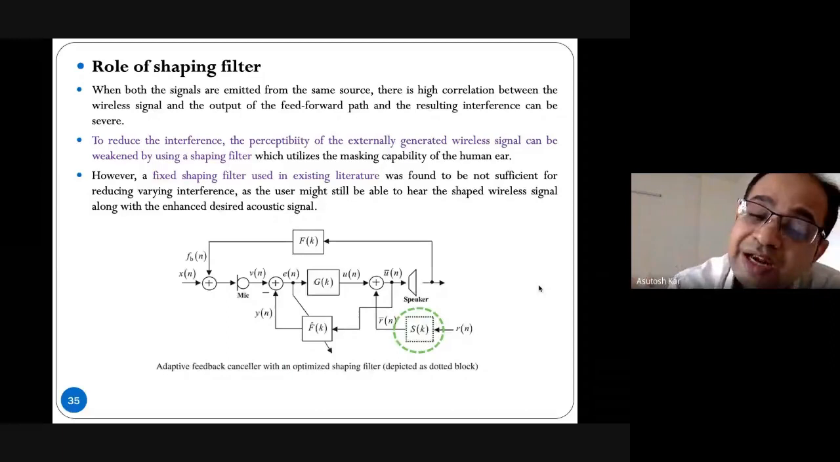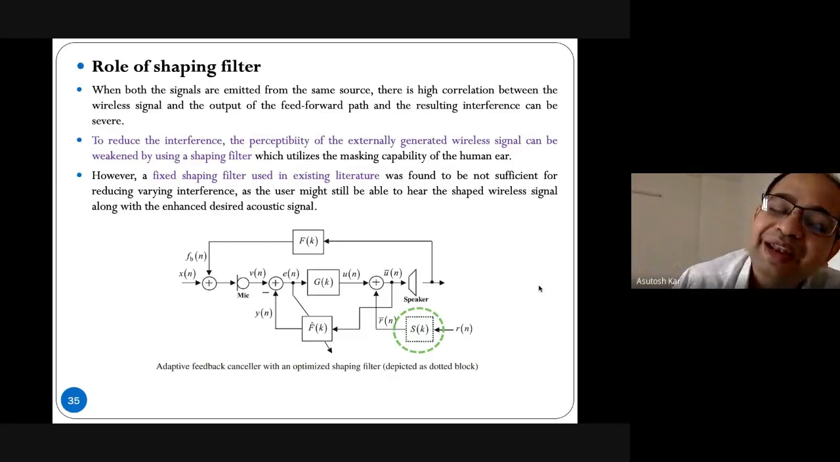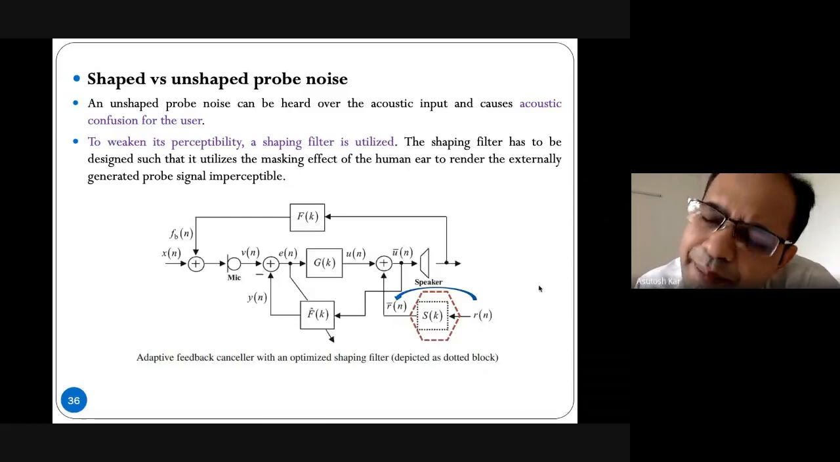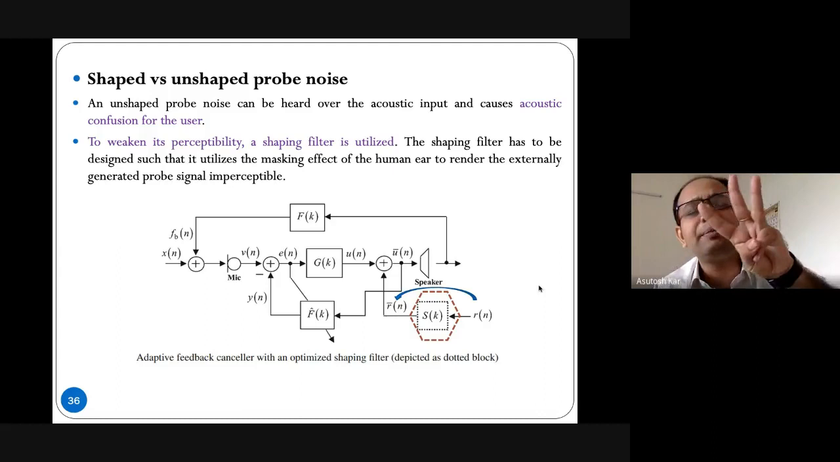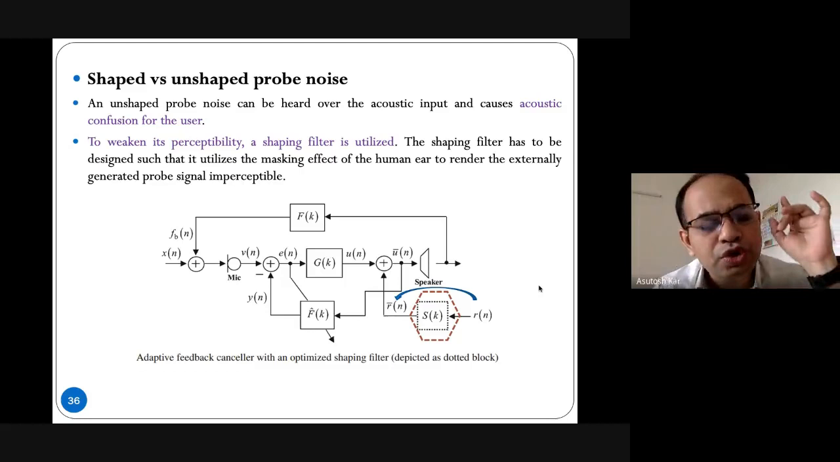And RN in that case, rather than the wirelessly generated signal, becomes R bar N, which gets generated, I will show you. You see RN to R bar N. This will be shaped in such a way that R bar N works as a white noise. So scenario number 3, when I'm receiving the near end signal, our objective is to use the probe signal as a white noise signal.